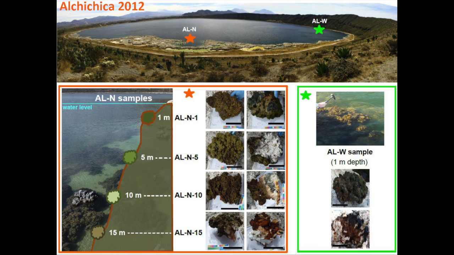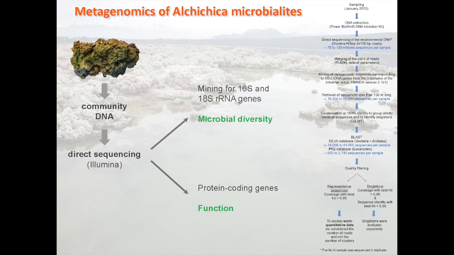So we went back to Alchichica in 2012, and we sampled two particular sites. The northern site, this spot here, at different depths down to 15 meters, and then the western side here, which is a particular place because there is some freshwater seeping, and so the local hydrochemistry is a little bit different. So what we did was to carry out a metagenomic study. That means we are analyzing, it's a work in progress, the genomes of the whole microbial community all at once.